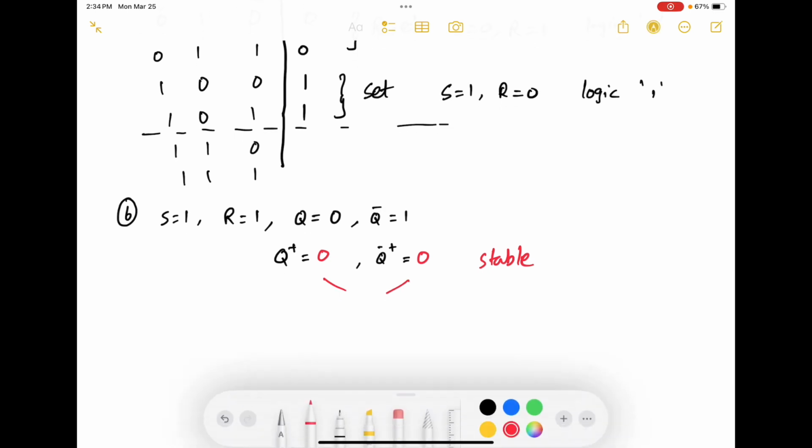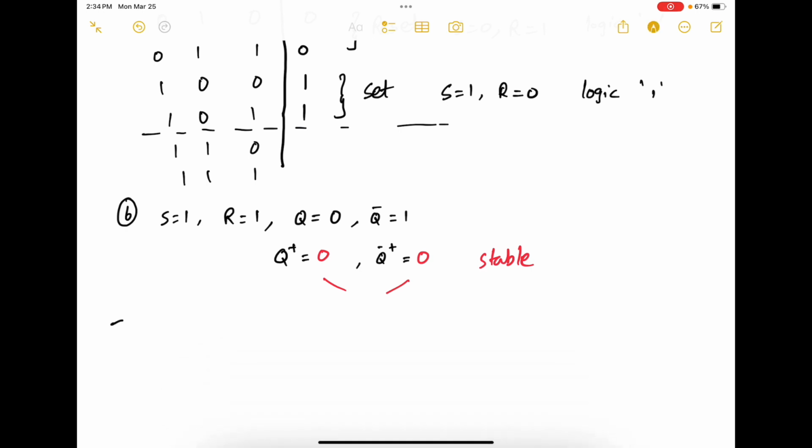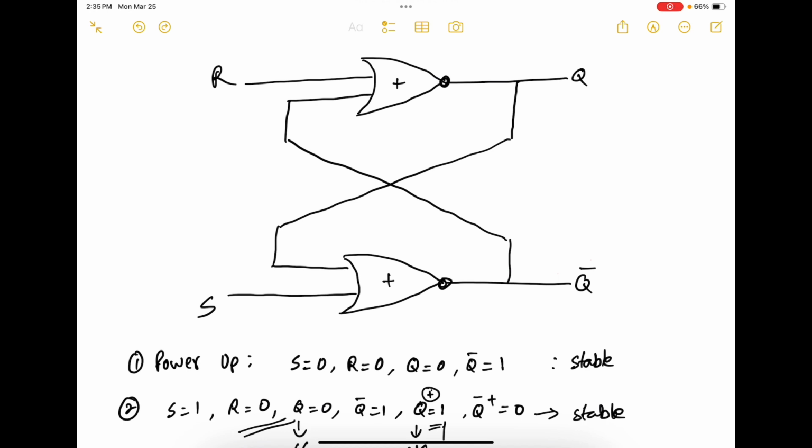Now let's see what happens when I set S equals 0, R equals 0, and you know that Q equals 0 and Q prime is also equal to 0. So let's see what happens now. So here we are going to assume that both the NOR gates work at the same speed, right? So you have R equals 0, S equals 0, Q equals 0, and Q prime is also equal to 0. Remember, both the NOR gates have the same speed.